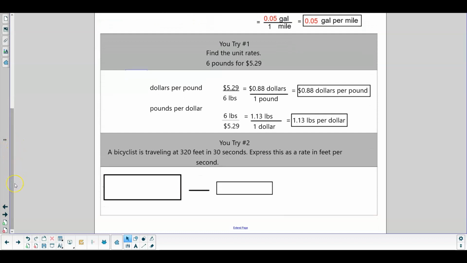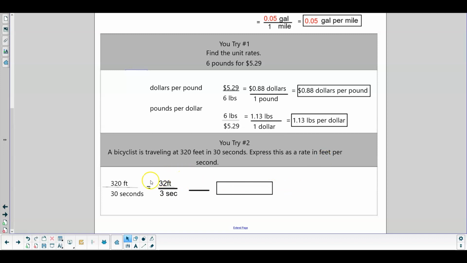Moving on to the next example. See if you can set this one up with the correct number on top. You can pause for a second if you want. Good. So if you had 320 feet over 30 seconds, that's the correct way to set that one up, since they said express it as feet per second.